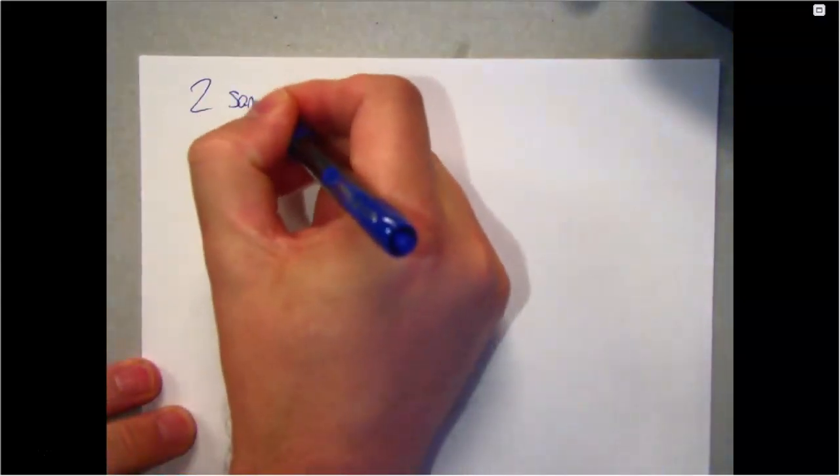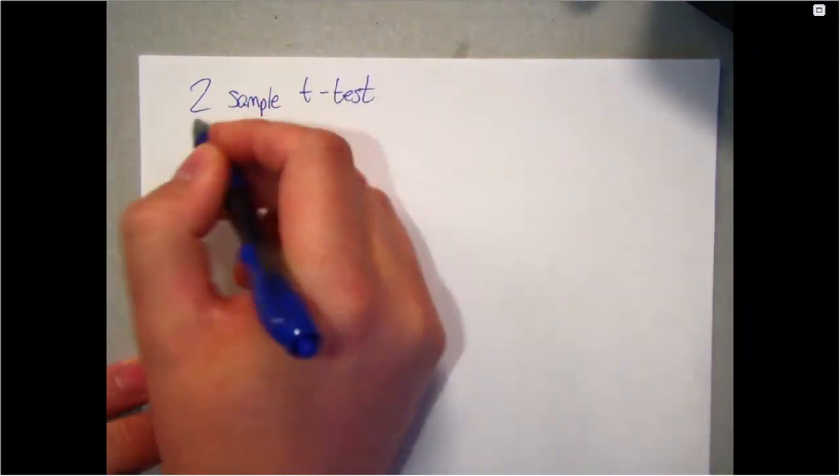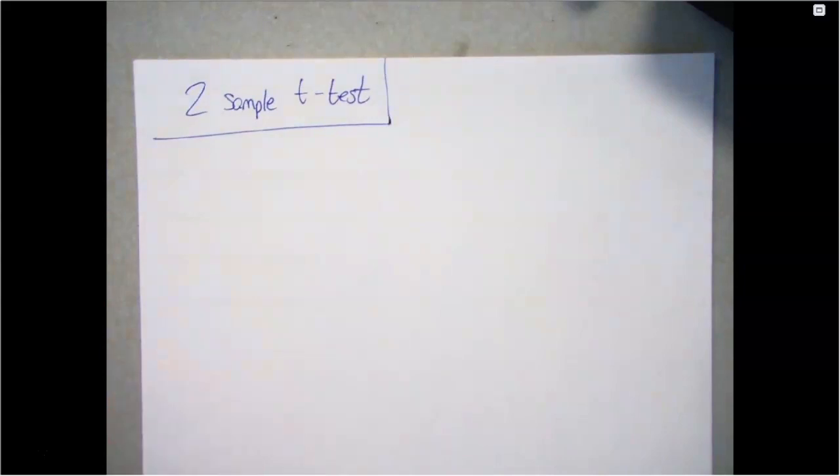So we have two samples, right? Like Davis and Kraft. That's why it's different than last week, when it was just one sample. So this is a two-sample t-test. It's t because we're dealing with means.